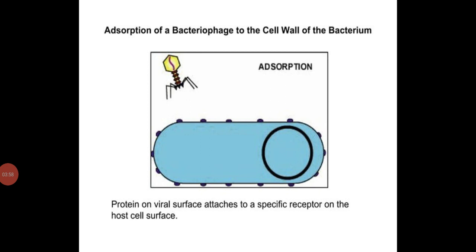For absorption, the phage possesses an absorption site or anti-receptor site, whereas the host cell possesses a receptor site. For T4 bacteriophages, the host is the E. coli bacterium.